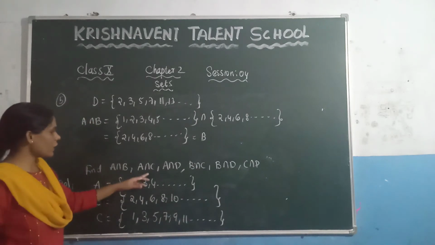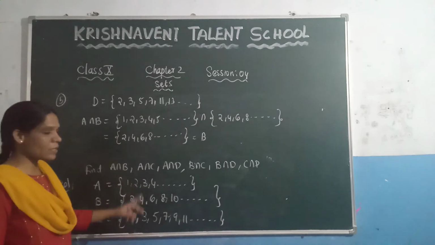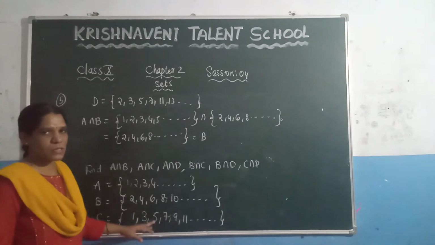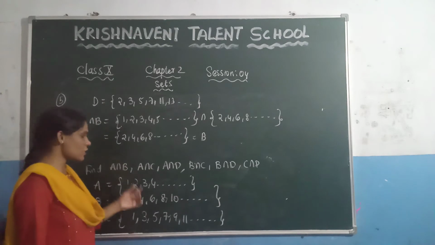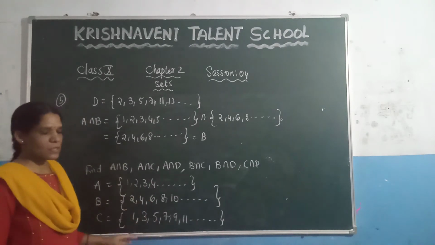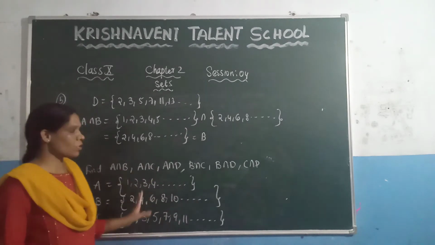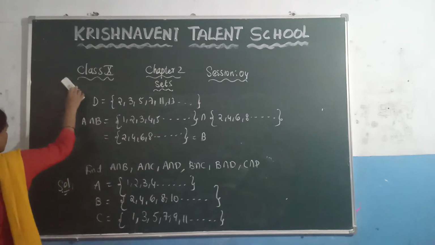Similarly, if you want to find A intersection C, A is nothing but the natural numbers and C is nothing but the odd numbers. If you take the intersection of the natural numbers and the odd numbers, what will you get? You will get the odd numbers. So, similarly, you can do all these things in the same way. It is your homework. Now, see the next question.